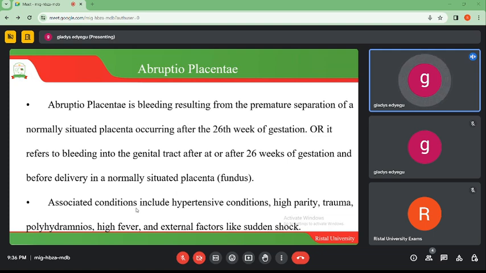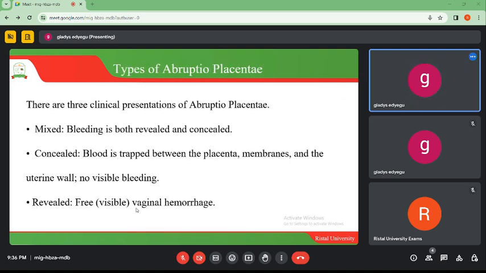So associated conditions include hypertensive conditions, high parity, trauma, polyhydramnios, high fever, and external factors like sudden shock. These could be the contributing or predisposing factors to abruptio placenta. Now, the types of abruptio placenta. As we talked about the types of placenta previa, which can also be called grades, the grading of placenta previa can be grade 1, grade 2, grade 3, and grade 4.